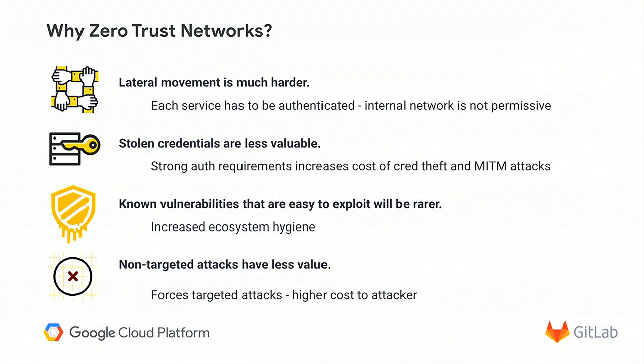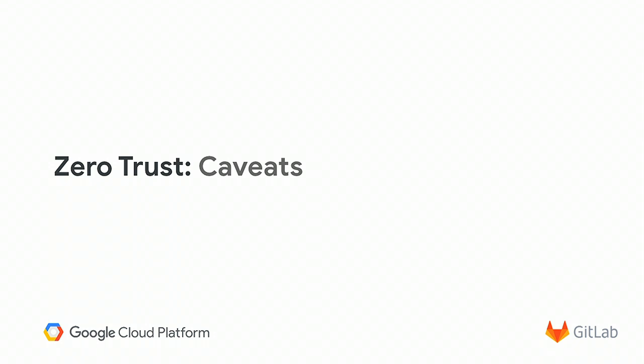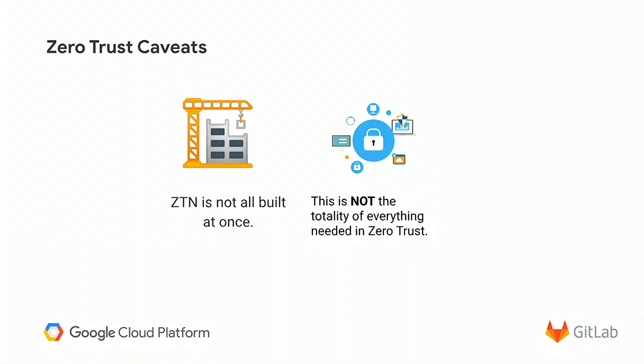A couple of caveats. I want to make sure that everyone knows this. You can't build zero trust in a month or in a week. It is a journey. It probably will take you at least 9 to 12 months to do. And that's assuming that you have all of the corporate backing that you need to do that, right? That's also part of it. I will go into a lot more detail about that later.